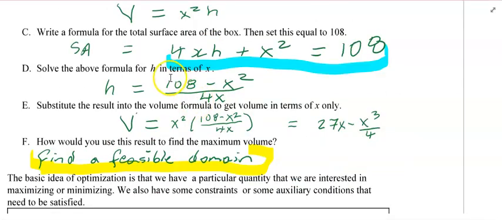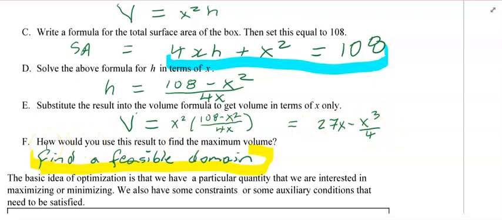Part E. Substitute the result into the volume formula to get volume in terms of x only. So when we plug this 108 minus x squared over 4x in for h in the volume formula, we have x squared times quantity 108 minus x squared over 4x, and if we distribute this x squared through and divide by the 4x, we end up with 27x minus x cubed over 4.